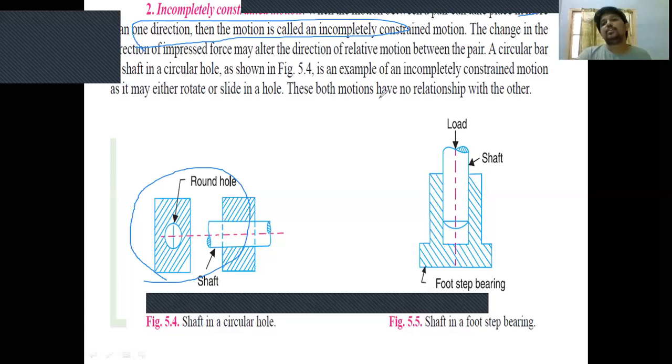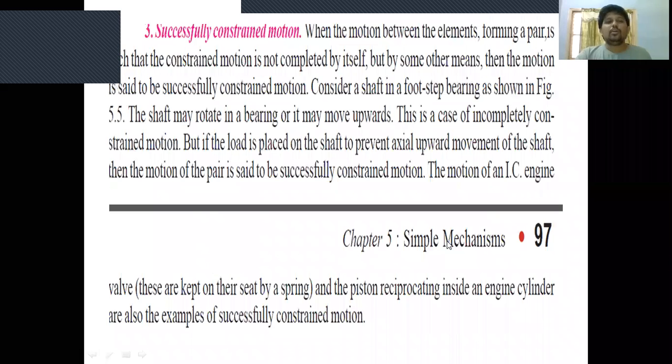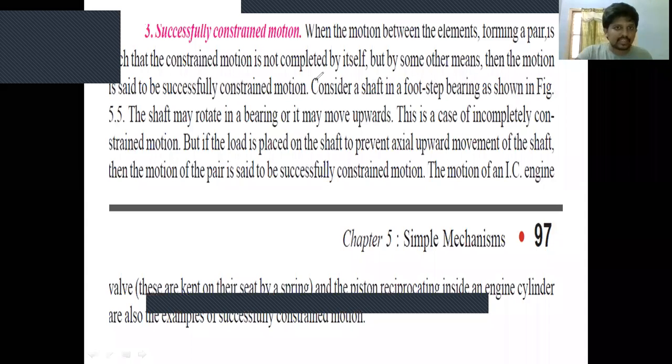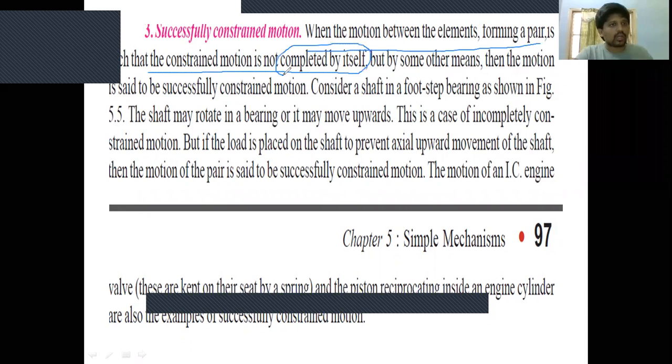The third one is successfully constrained motion. What is successfully constrained motion? To bring two elements or links together, we need some external force. They can't be constrained by themselves. We need some other means. When the motion between two elements forms a pair, in such a case the constrained motion is not completed by itself. You can't constrain the motion by itself.